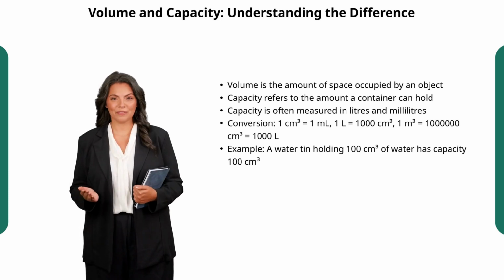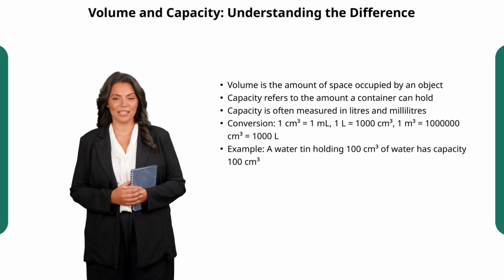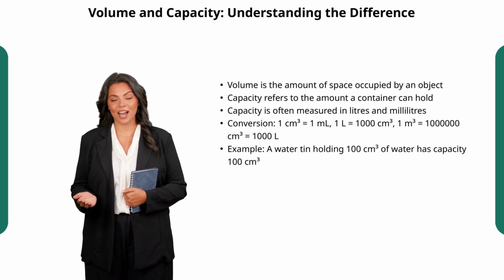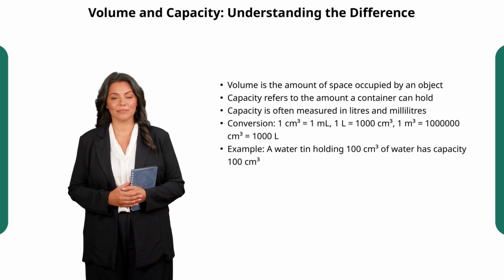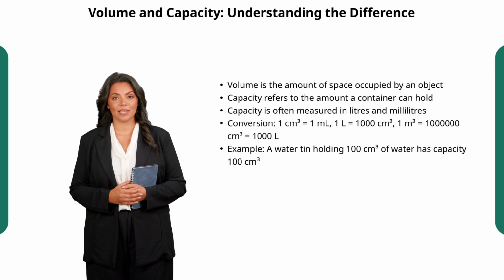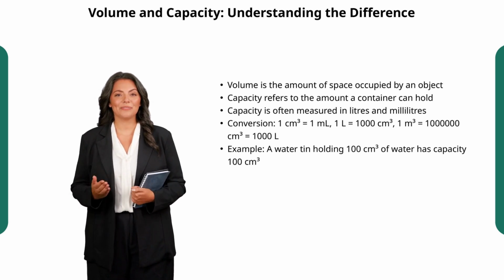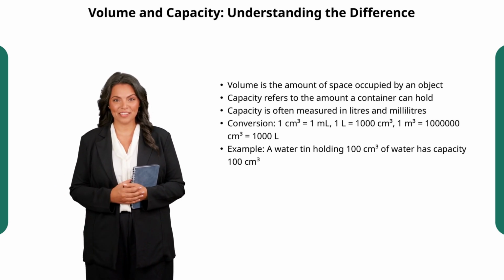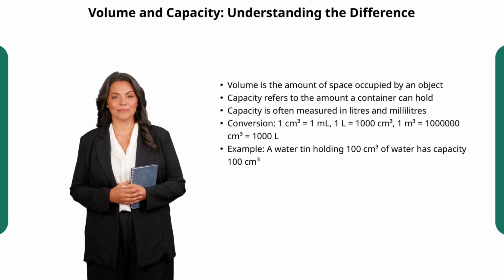You might wonder, what is the difference between volume and capacity? Volume is the physical space a solid occupies. Capacity, on the other hand, is commonly used for containers, and it tells how much liquid they can hold. For example, a water tin holding 100 cubic centimeters of water has a capacity of 100 cubic centimeters, or 100 milliliters. This is because 1 cubic centimeter equals 1 milliliter.